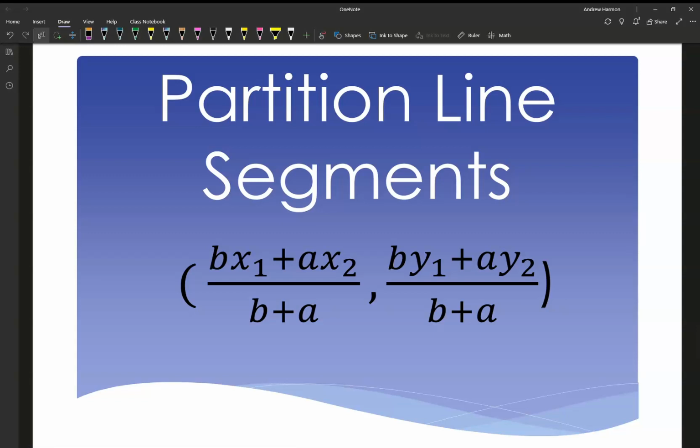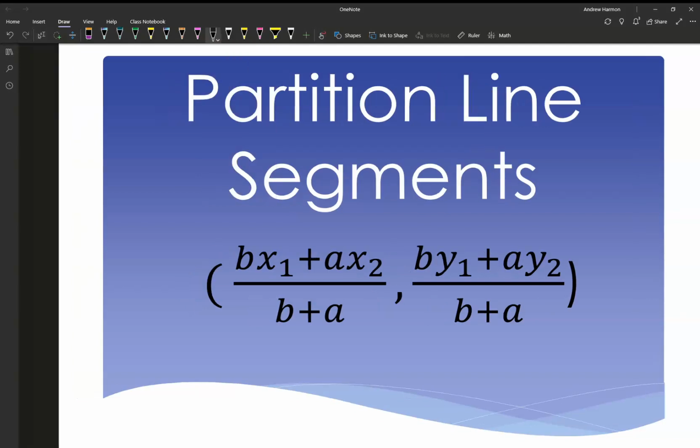We're going to be taking a line segment and breaking it into a certain number of pieces. We're going to find the point that then breaks it into that number of pieces. To do that, we get this formula here that's going to be equal to some point x comma y that partitions a line segment into a specific piece.